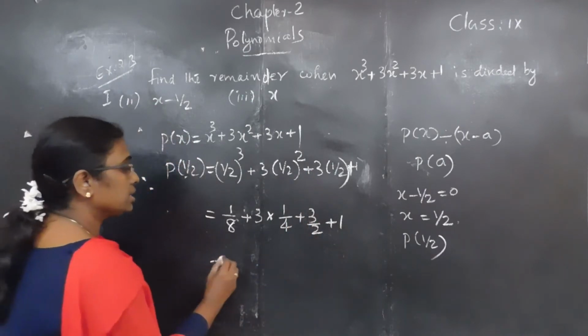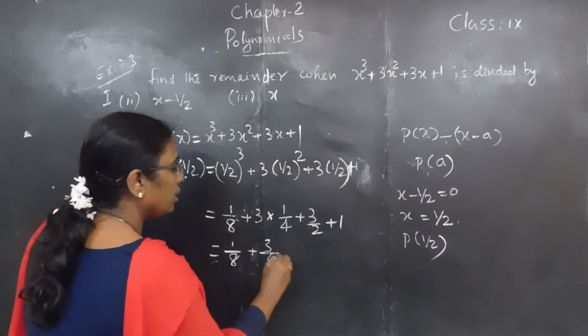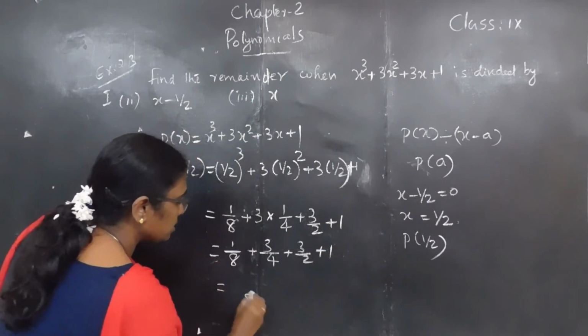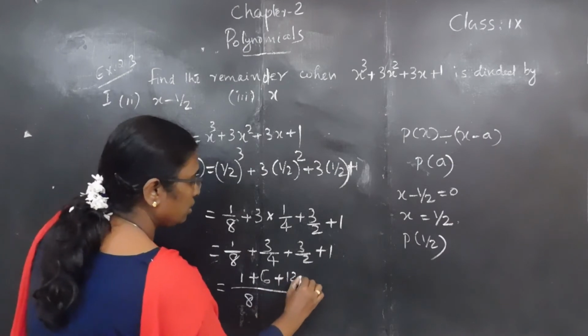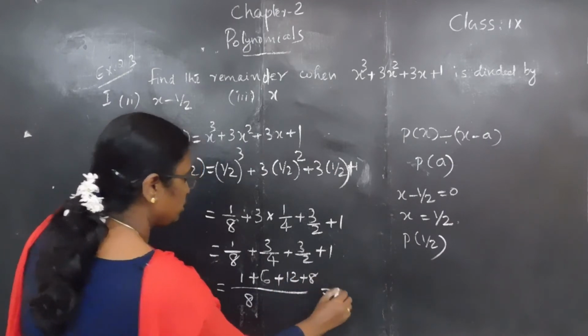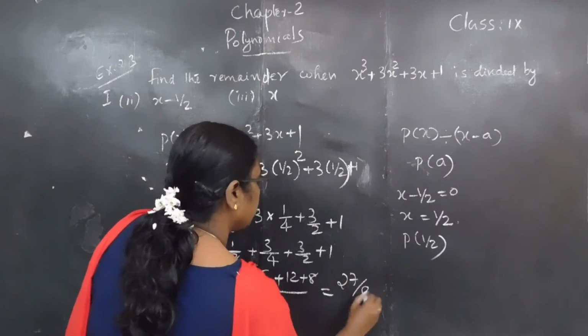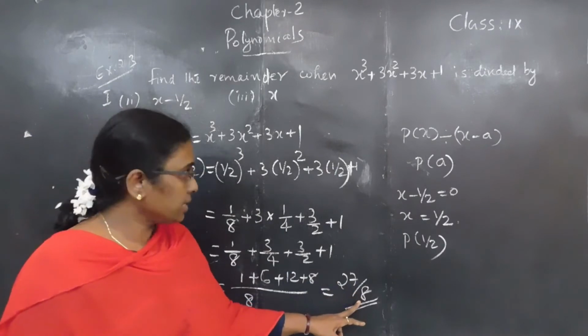Here we take the LCM of 1 by 8 plus 3 by 4 plus 3 by 2 plus 1. The LCM is 8. 1 plus 6 plus 12 plus 8 equal to 27 by 8. Therefore, the remainder is 27 by 8.